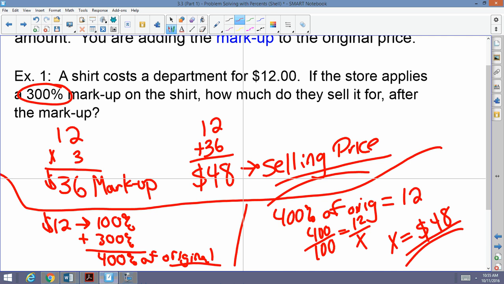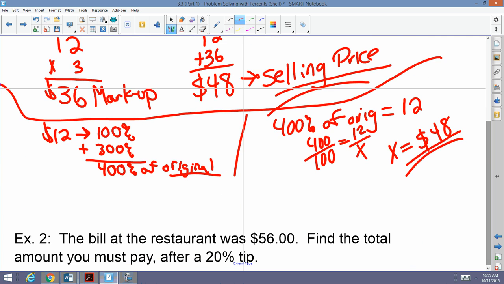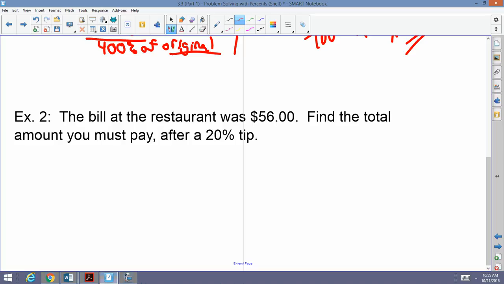Thank you, brothers. Okay, how about this guy? Now, I'm doing this on purpose to you. The bill at a restaurant was $56. Find the total amount you must pay after a 20% tip. Okay, so what do you do?